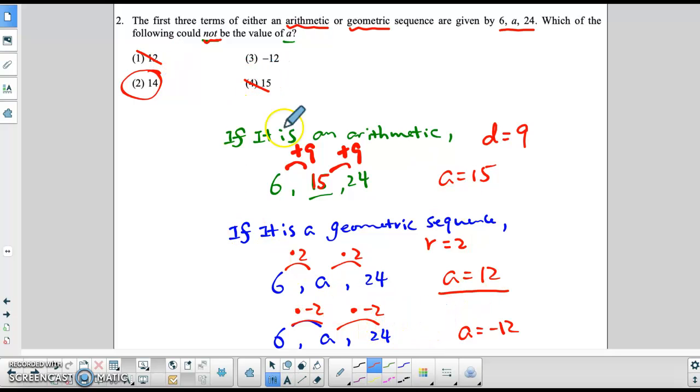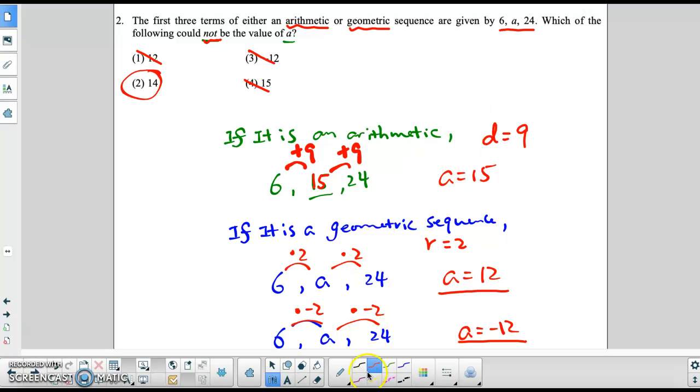The tricky one is this one. Remember, you can also multiply by negative 2 to get the next one in this case, because 6 times negative 2 gives you negative 12. Negative 12 times negative 2 gives you positive 24. So a equal to negative 12 also works. So we cross out choice 3. So this actually is a longer way.